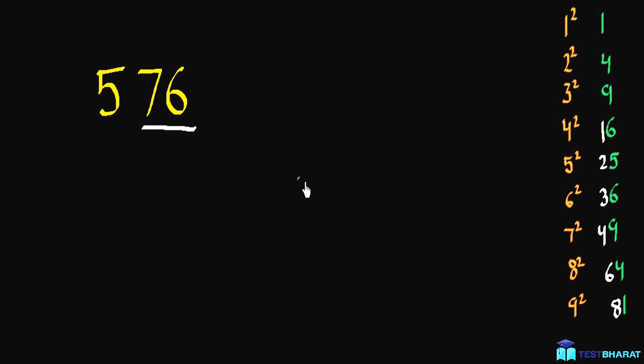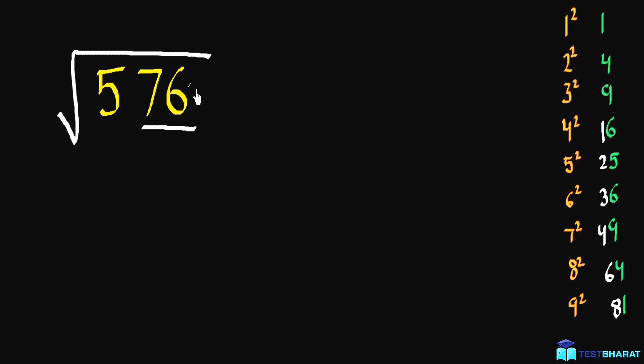Hello friends, today we will learn how to calculate the square root of a number. Let's say I have to calculate the square root of 576. So here what I need to know is the squares of 1 to 9.